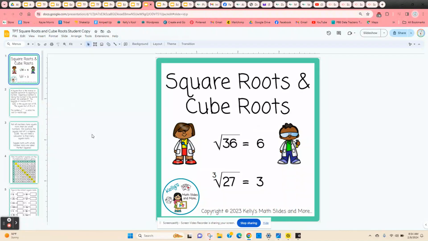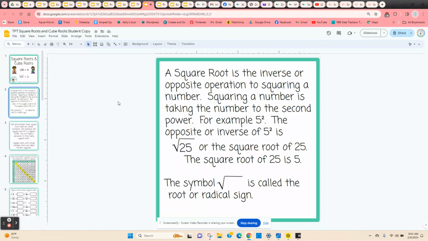Square roots and cube roots. This is the digital lesson, and it starts with explaining opposite operations. So the opposite of squaring a number would be taking the square root. So for example, 5 squared or 5 to the second power would be the opposite of taking the square root of 25. And this symbol here is called a root or radical sign.